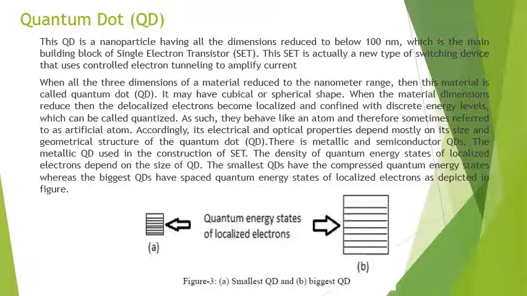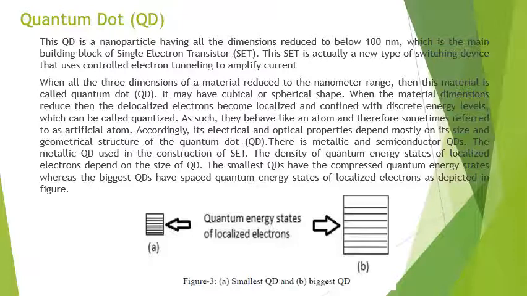So when all three dimensions of a material reduce to the nanometer range, then this material is called a quantum dot. So what is a quantum dot? A quantum dot is when all the dimensions of the material are reduced to the nanometer range, then that material is called a quantum dot. The shape of the quantum dot may be cubical or spherical. When the material dimensions reduce, then the delocalized electrons become localized and confined with discrete energy levels, which can be called quantized, right?